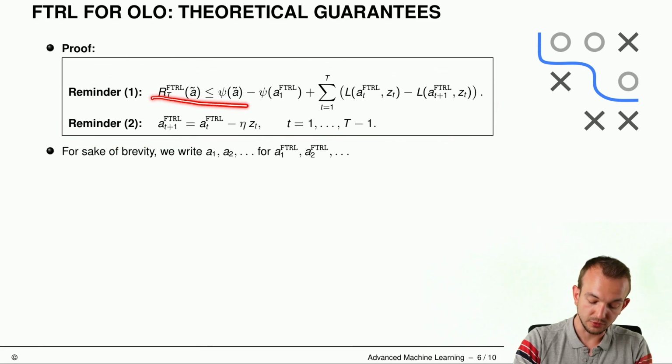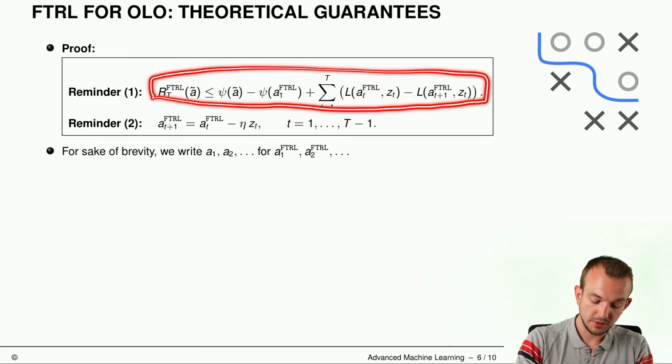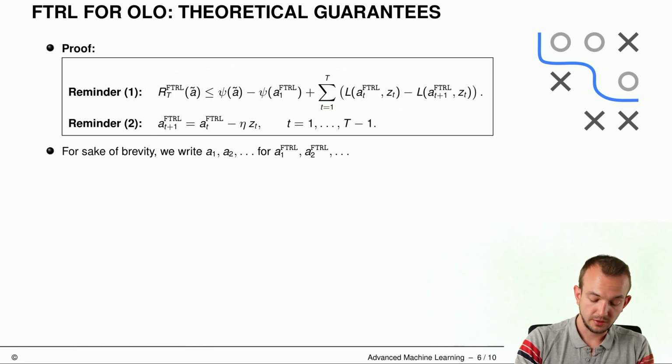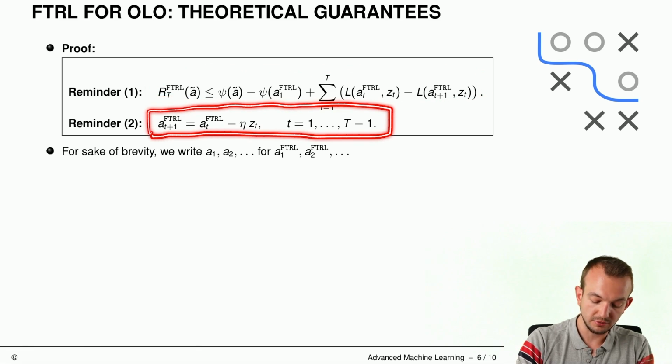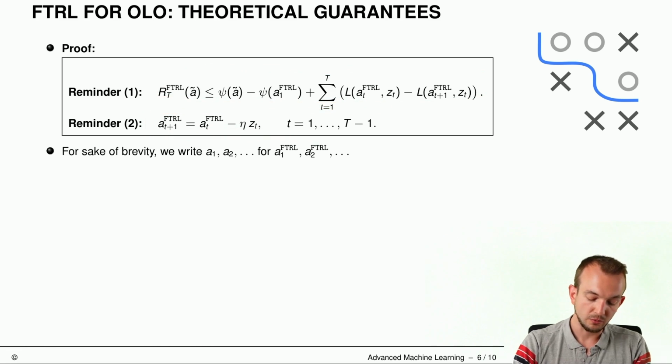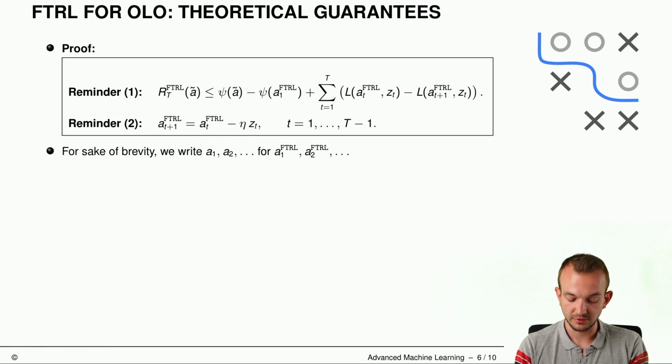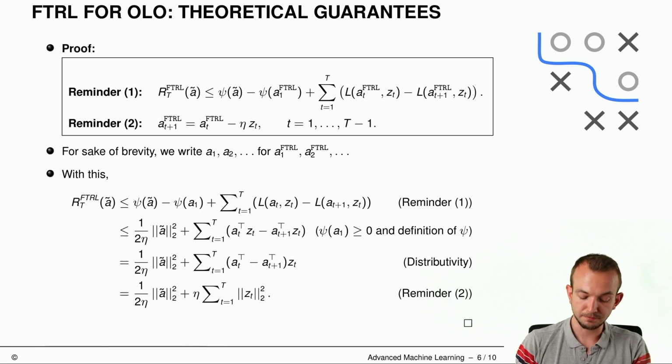One is the useful lemma we have talked about, which is quite similar to the one we had for the follow the leader algorithm. And the other is this update formula for the follow the regularized leader algorithm, where we have this gradient descent-like update, with the interpretation of eta as the step size and the environmental data point like a gradient in this case. Again, we make life easier and forget about the superscripts. Know that here we are always looking at actions which are given by the follow the regularized leader algorithm.